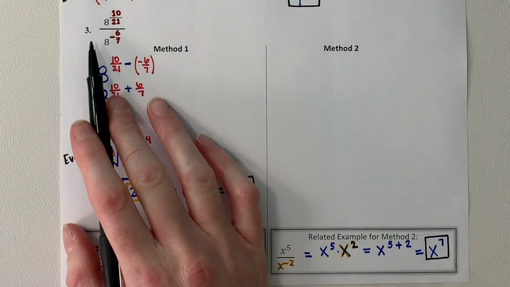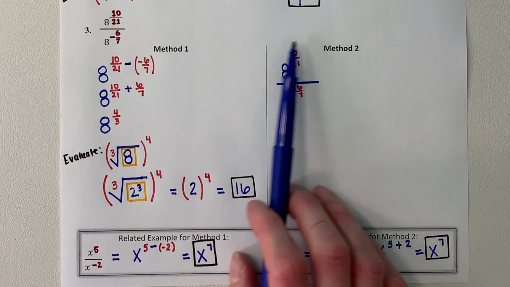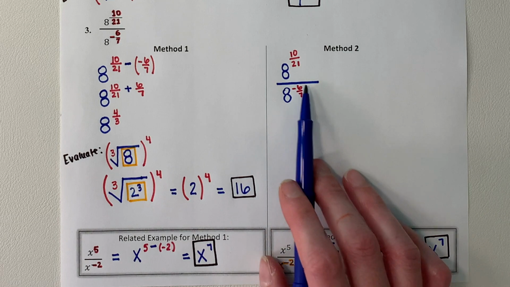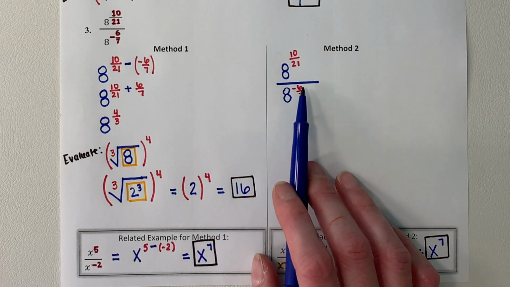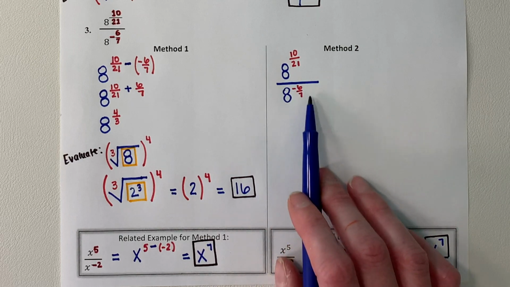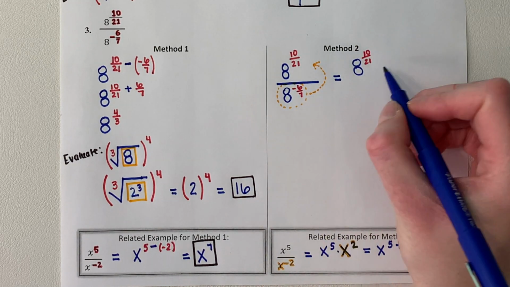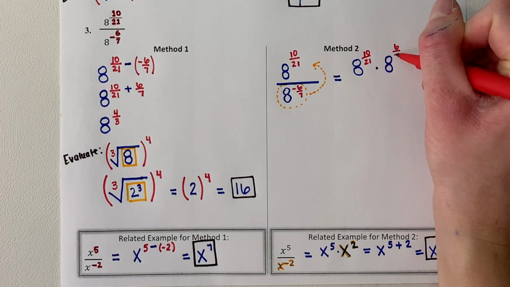Let's see how we could solve this same problem using method 2 that we practiced here. I've started by copying this original problem over here. Now, for method 2, let's start by rewriting this negative exponent using positive exponents. To do that, we're going to pick up this expression involving the negative exponent and move it to the numerator. And when we move this to the numerator, that will leave us with 8 to the positive 6/7.